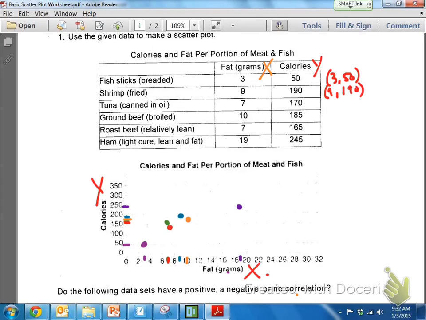So, if I were to draw a line that kind of goes in between all the points, notice how that line has a positive direction. The question down below says, do the following data sets have a positive, negative, or no correlation? In this case, we would say positive because all the points move in a positive direction. So that's the basics of scatter plots, how you do it, and obviously it gets more complex as we go, but that's the general idea.